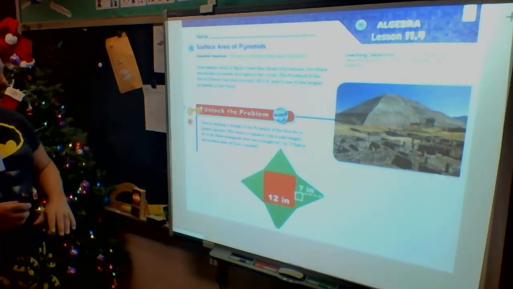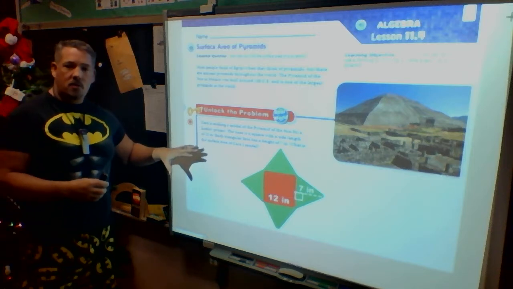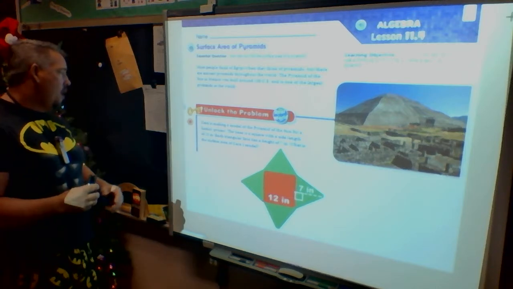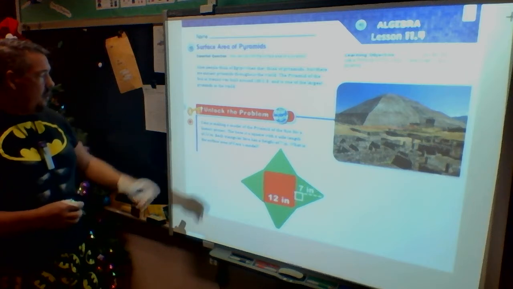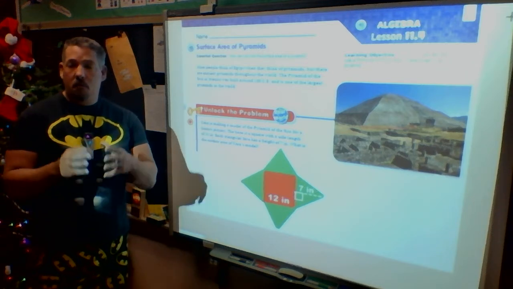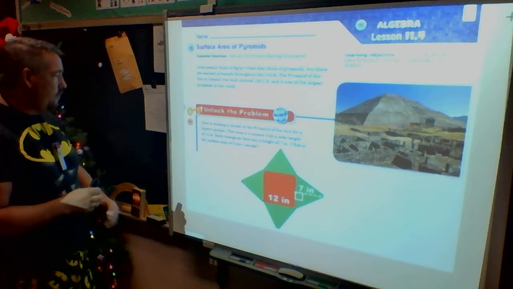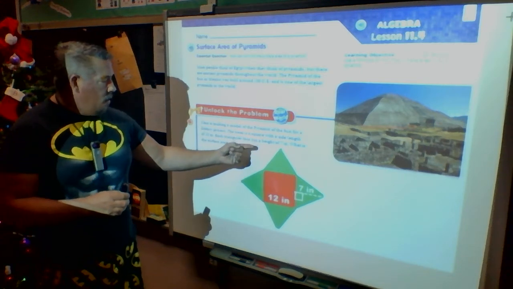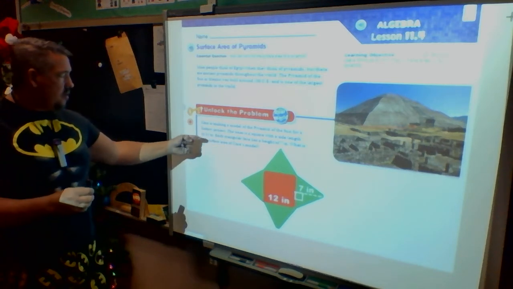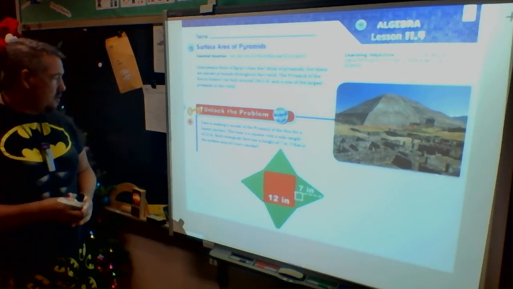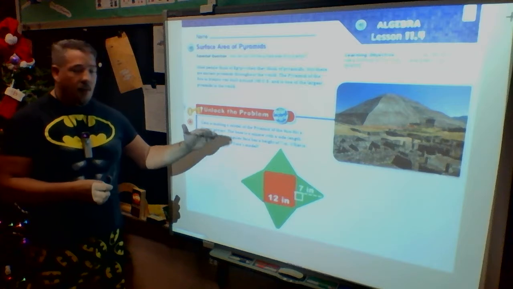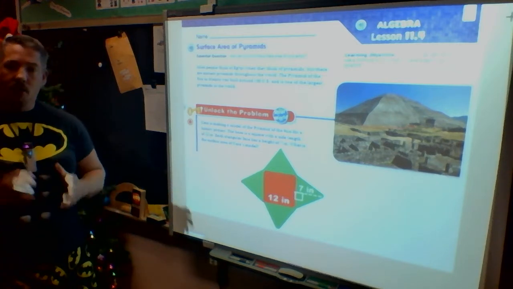So when we look at that, then we look at what the question is posing to us as our first introduction. Kara is making a model of the Pyramid of the Sun for a history project. The base, so we're talking about the model, not the pyramid itself, is a square with a side length of 12 inches. Each triangular face has a height of 7 inches. What is the surface area of Kara's model? So we're looking for the entire thing.